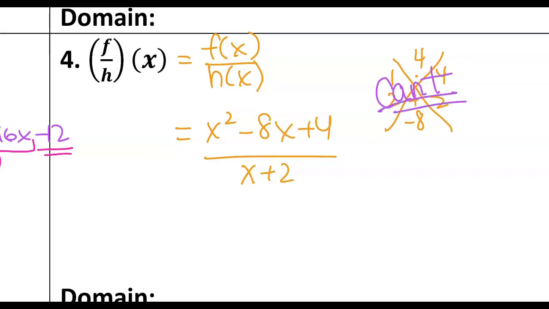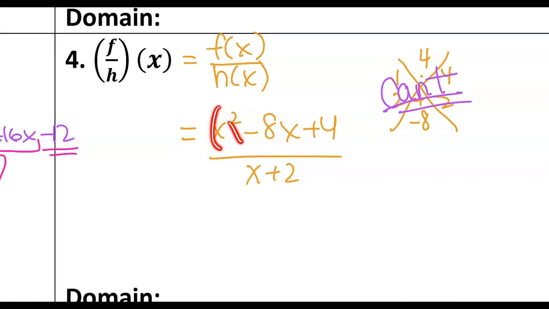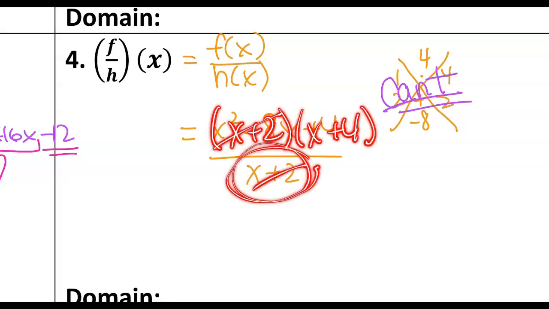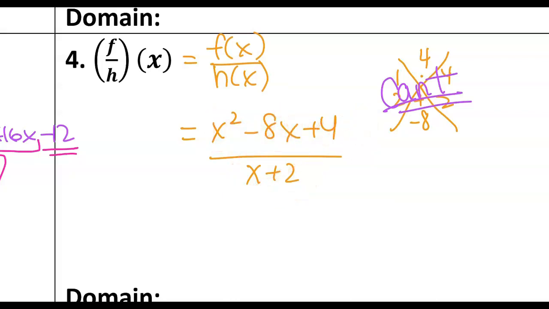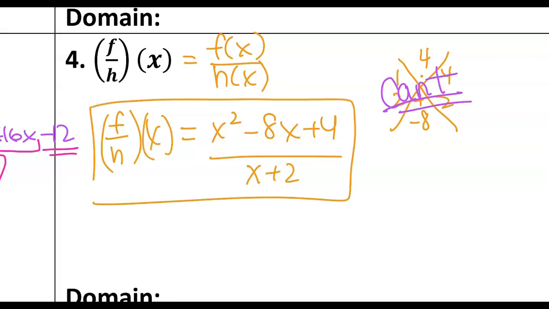Since we can't factor, let me take a step back for a second. If we were able to factor, look up for a second, we would have had something like x plus 2 and x plus 4. If we could have factored it, we could have canceled out this denominator. But since we can't factor it, we have to leave it like this. Right now we have our answer, which is f divided by h of x is equal to that fraction.